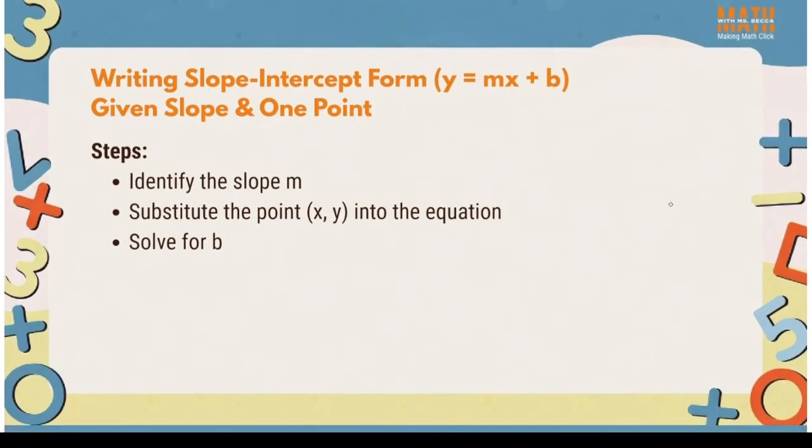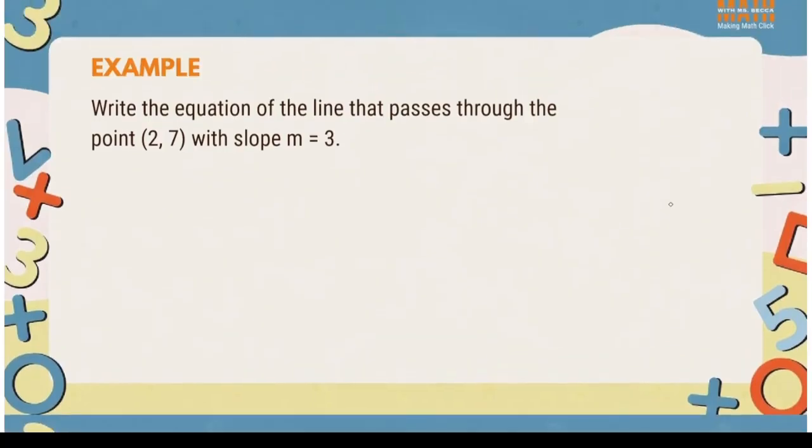Now, for us to write an equation in slope-intercept form, sometimes the question will give you the slope and just one point on the line. When that happens, we follow 3 simple steps. The first step is for you to identify the slope, which is m. The second step is for you to substitute the point into the equation. And the third step is for you to solve for b. Let's look at an example for you to understand.